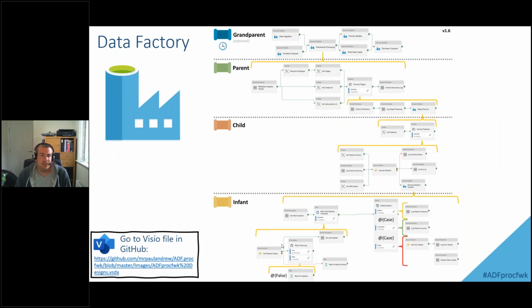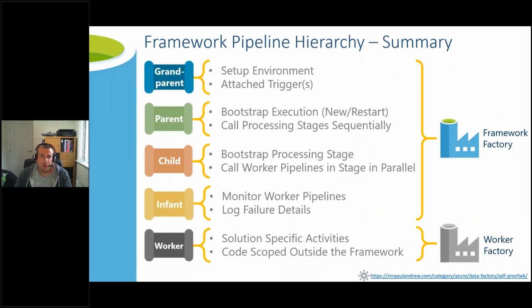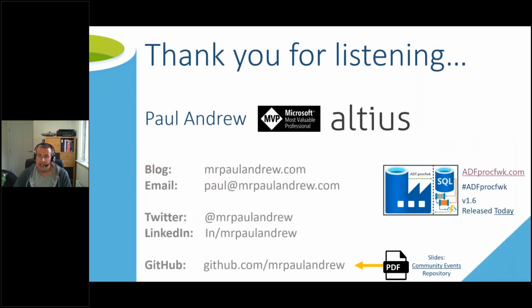So there is our activity chain. Here is my summary of how those pipeline hierarchies now fit into the framework with the grandparents through to the workers. So please take those definitions away and bear in mind that those workers could exist in a separate data factory if you like. So that is it from me, folks.